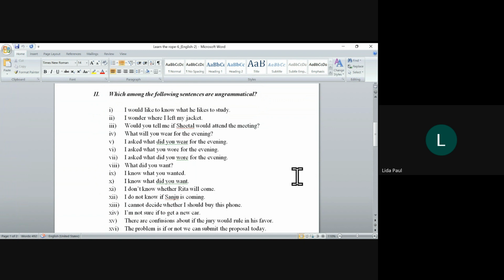Now, the syntax, same thing: I is your subject, wonder is your verb, and where I left my jacket is the complement to the verb wonder. So, this is again grammatical. But could tense differ? The sentence is in present tense and the complement is in past tense. Can it happen? Sentence is present and complement is past.